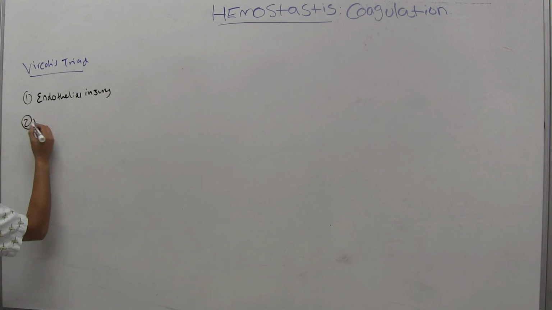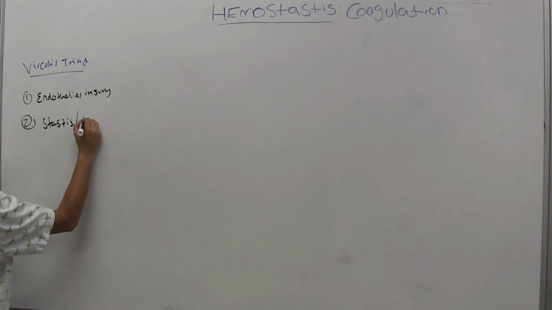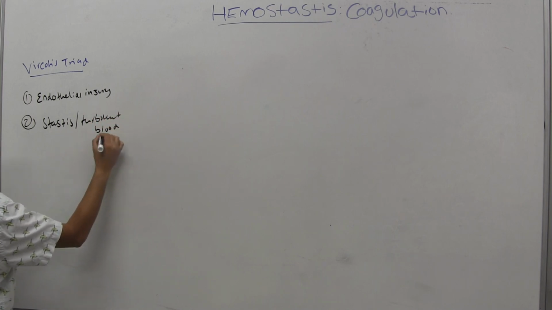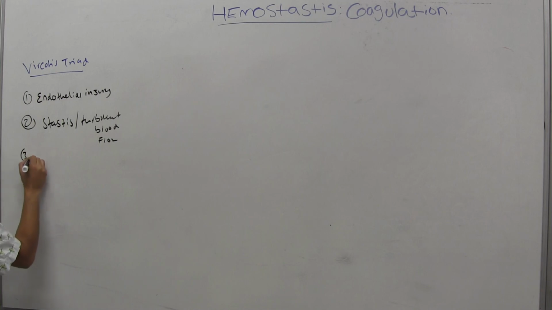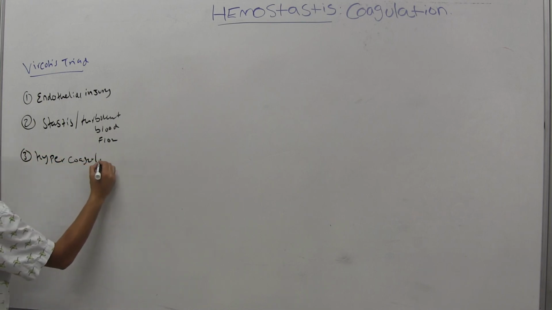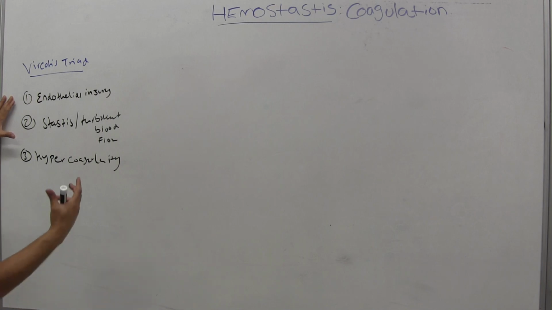The second is stasis, or turbulent blood flow. And the other one is hypercoagulability. So in general, with the concept of Virchow's triad, these usually lead to hemostasis forming.